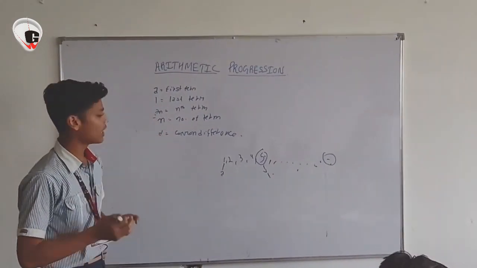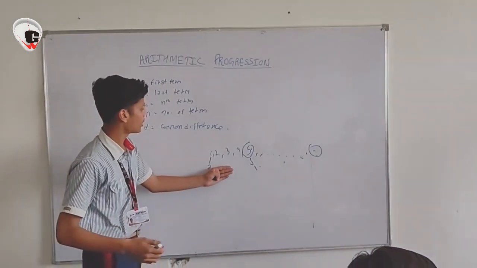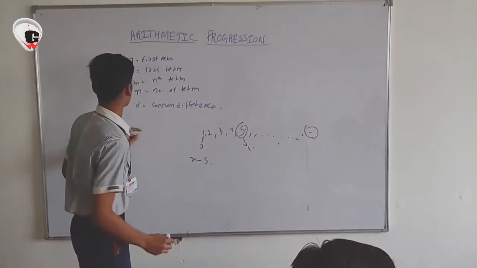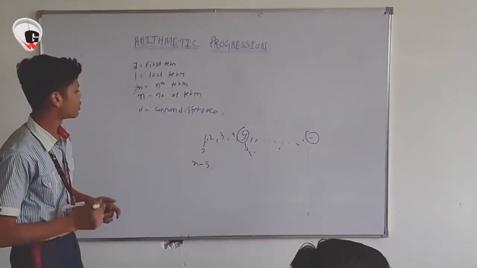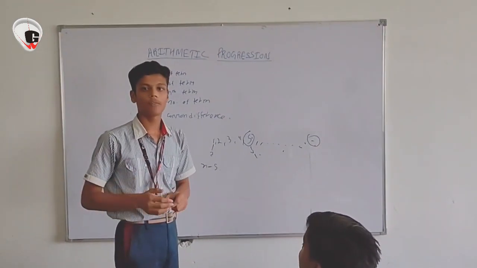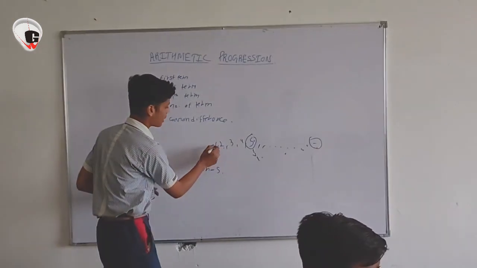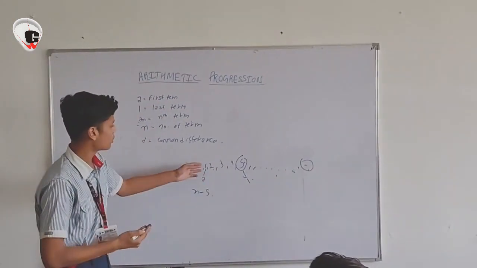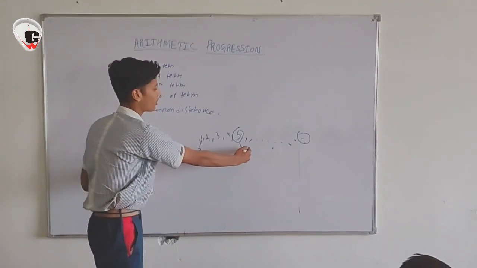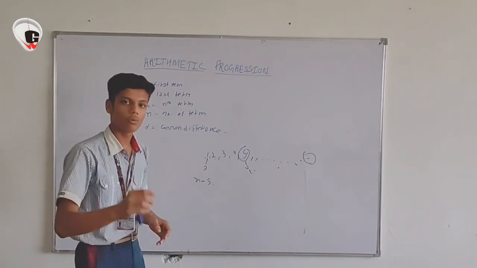Now N, number of terms. In this particular progression we can see there are 5 numbers, so N will be 5. And at the last, T is the common difference. How do we calculate the common difference? We all know, that is second term minus first term. So 2 minus 1 is 1. In this, 3 minus 2 is 1. So in this whole progression the common difference is 1.